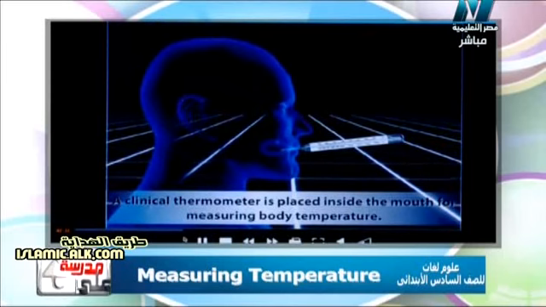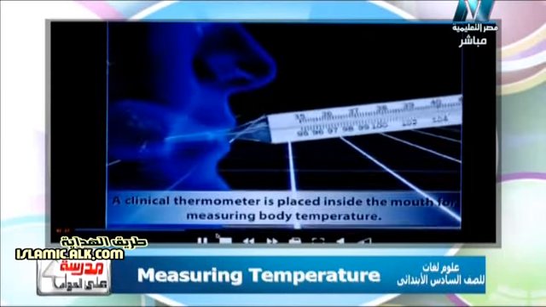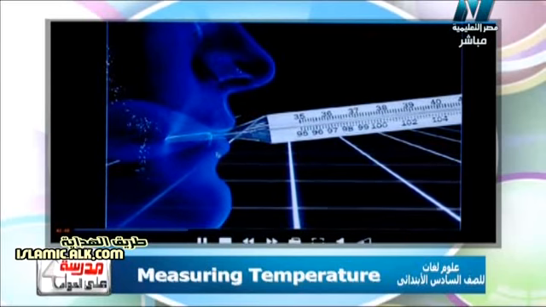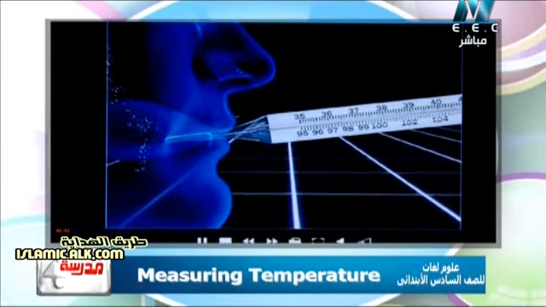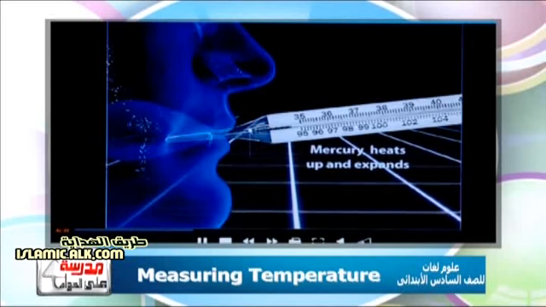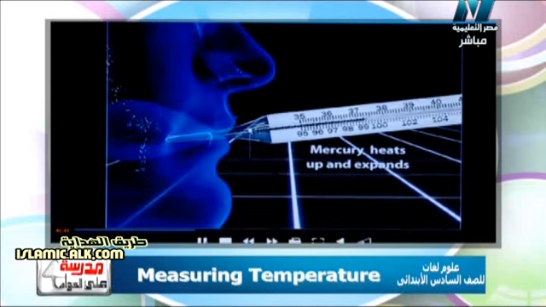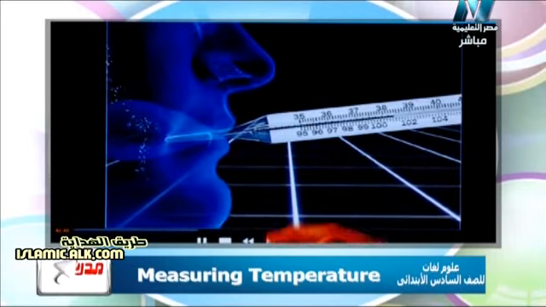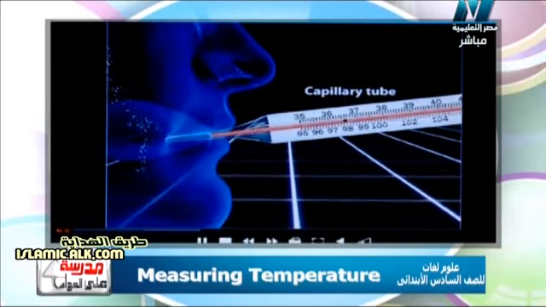How does the thermometer work? How do I use it to measure temperature? A clinical thermometer is placed inside the mouth under the tongue, for a minute or two. The mercury heats and expands up. When mercury heats up it expands and it will record the temperature.